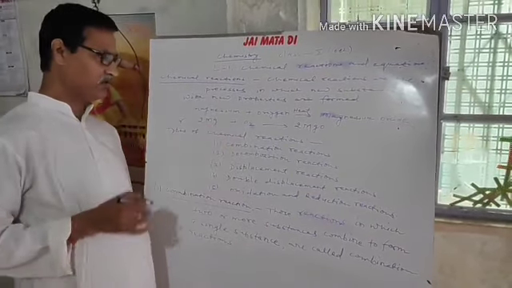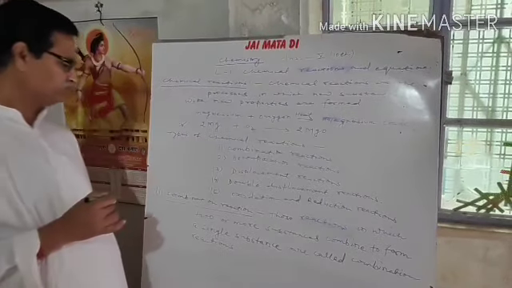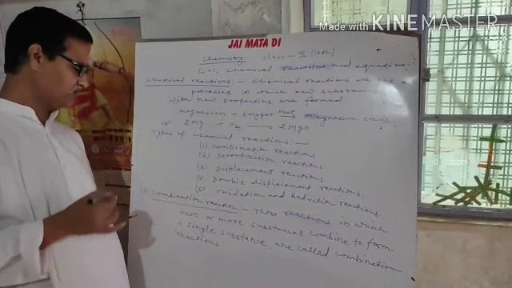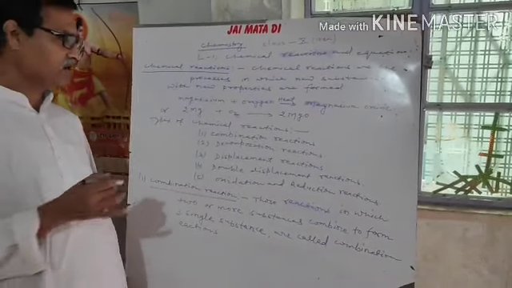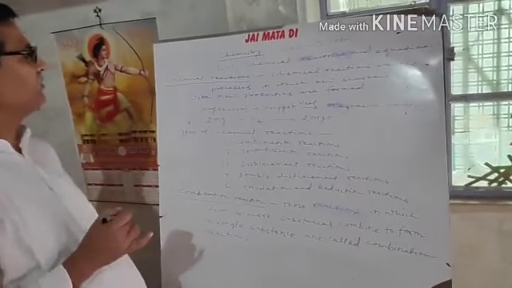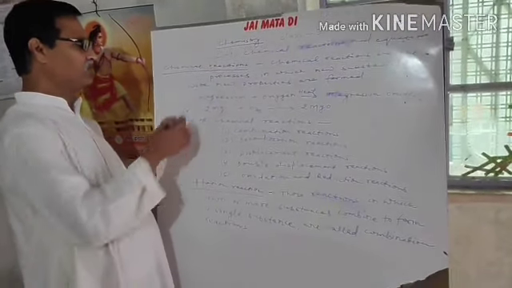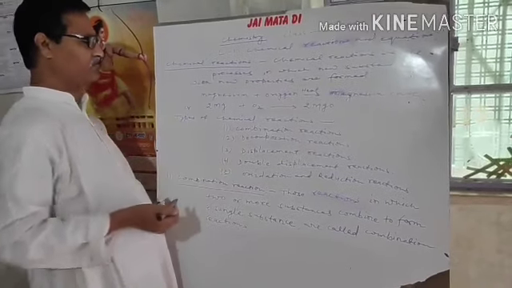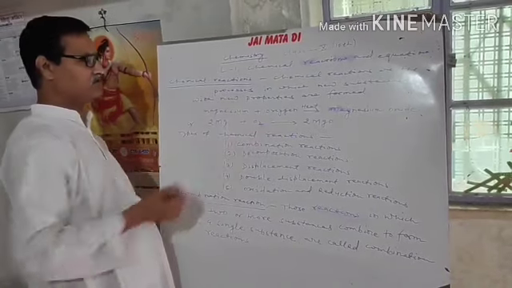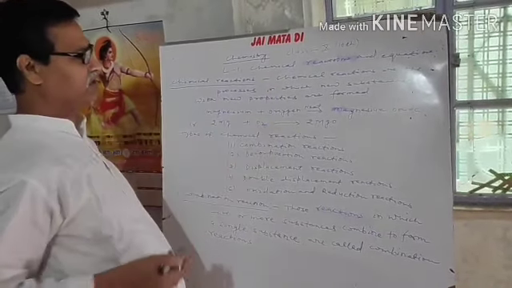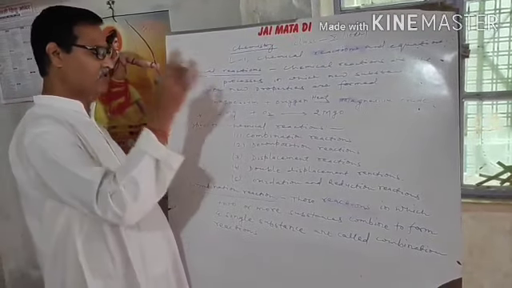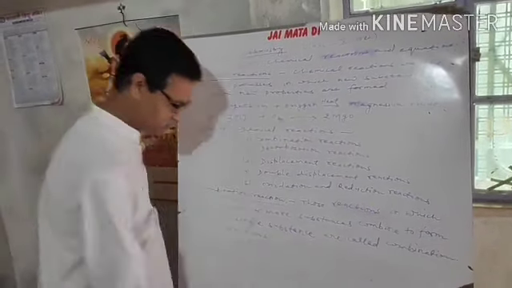At first, you understand the combination reactions. Combination reactions are the reactions in which two or more substances combine to form a single substance. For example, when magnesium reacts with oxygen, here two elements, one is magnesium and another is oxygen, then a single substance, magnesium oxide, is formed. So it is an example of a combination reaction.